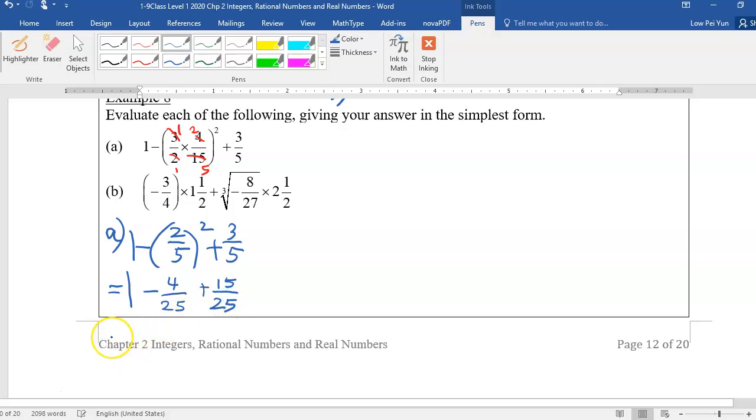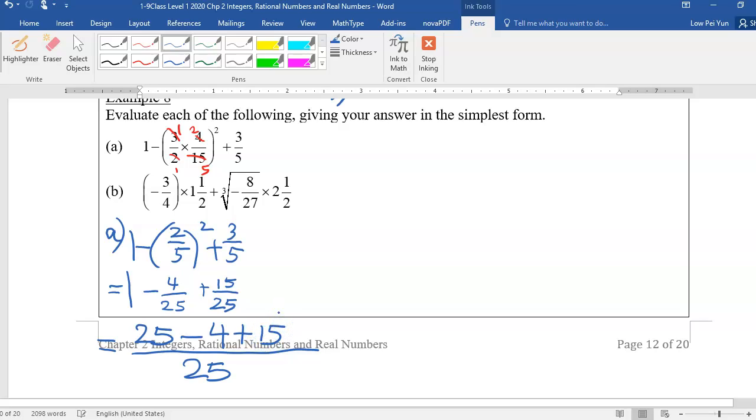Mrs. Liao says I want to save space, right? I try to squeeze below, okay? Can you all see? Okay, I write over. So my 25 is my denominator, correct? I want to take 25 as 1 as 25 over 25. Can understand? Then I minus 4 plus 15.